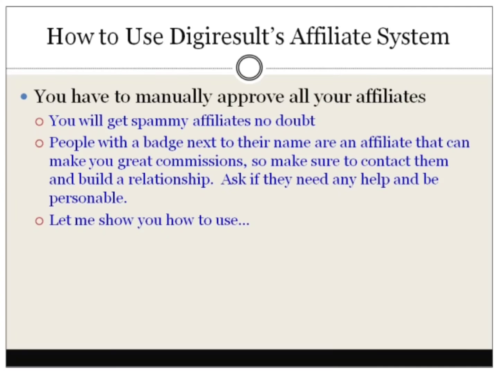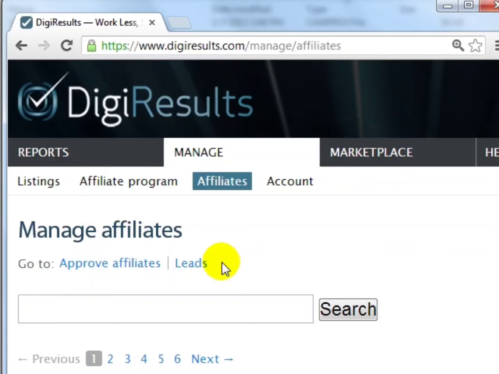So let me go ahead and show you how to use the DigiResults affiliate system. So managing your affiliates is very, very easy to do. All you need to do is go to digiresults.com, click on Manage, click on Affiliates, and click on Approve Affiliates. And DigiResults will also notify you whenever somebody applies to your affiliate program.